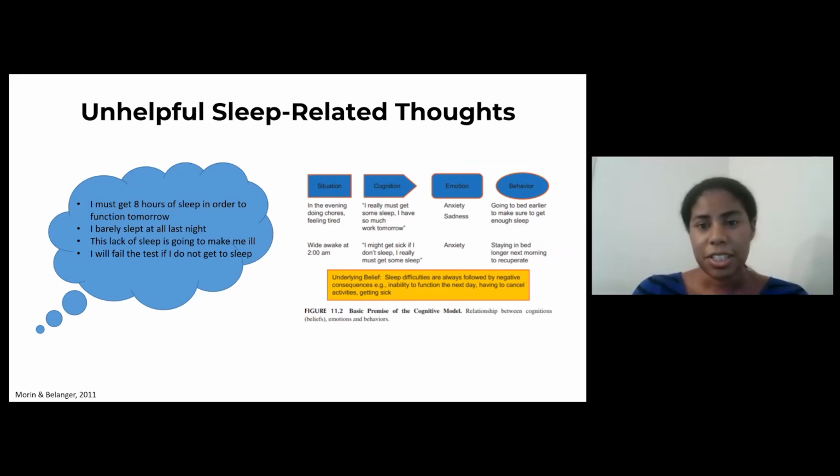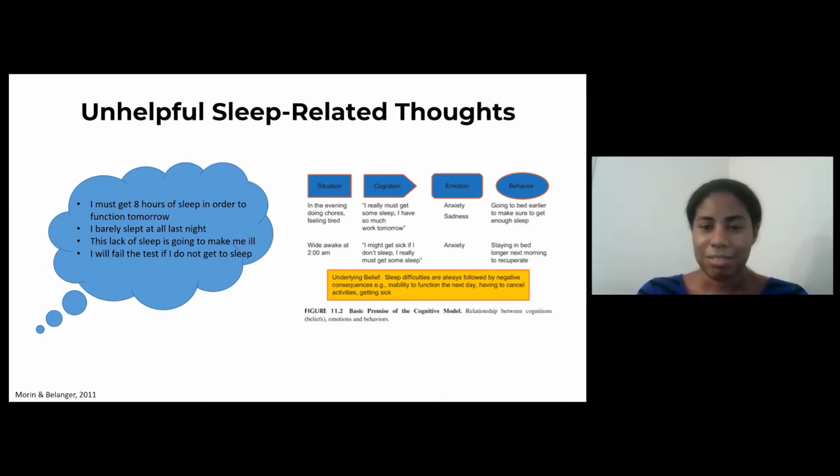This is an excerpt from a chapter describing cognitive restructuring for insomnia, and it shows examples. The situation is in the evening, doing chores and feeling tired. The thought: I really must get some sleep, I have so much work tomorrow. The emotion they feel is anxiety, sadness, and then the behavior is that they go to bed earlier to make sure they get enough sleep, which isn't helpful.